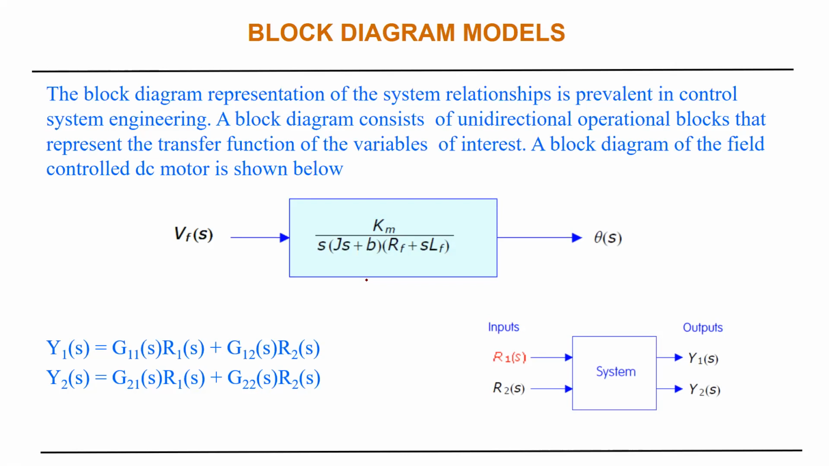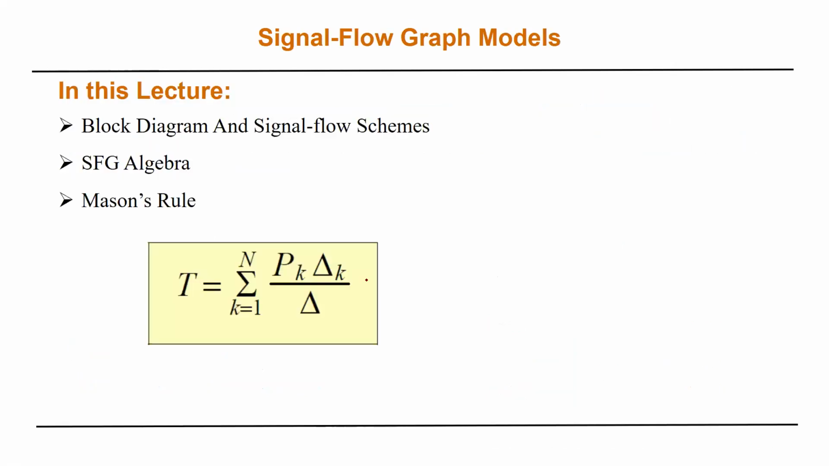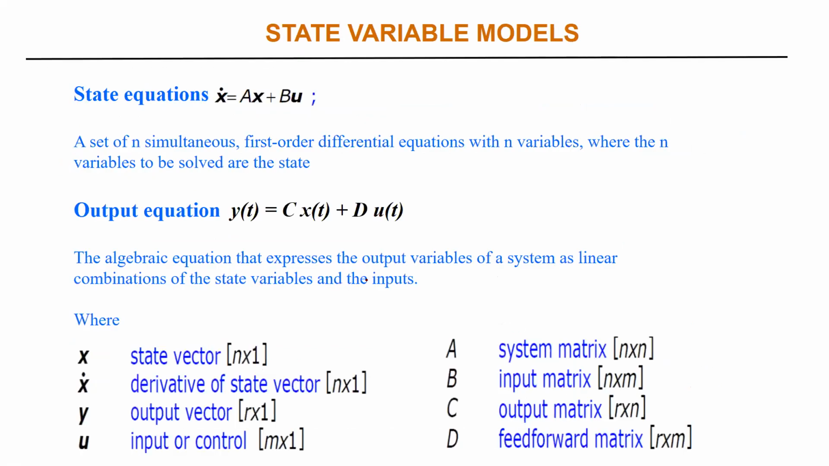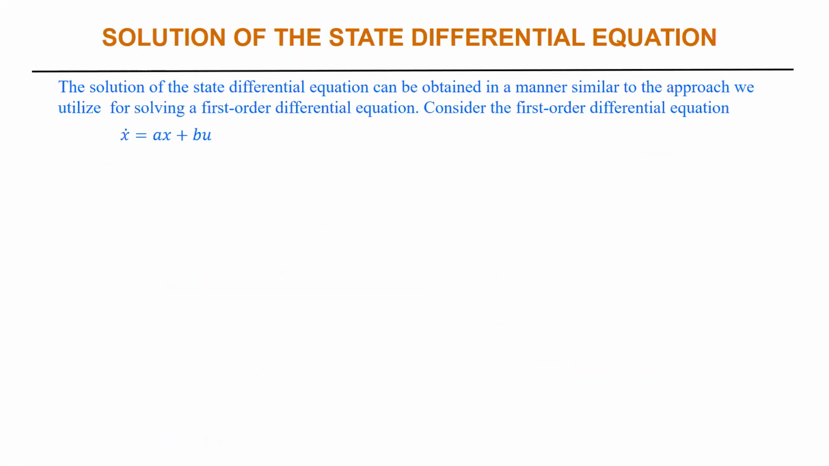If the block diagram is complicated, we either use block diagram reduction, or we could use Mason's rule, which is signal flow graph. We also talked about the state space representation, and we said the state space representation will give you a little bit more information than the transfer function model. And of course, if you have transfer function, you can always go to the state space.